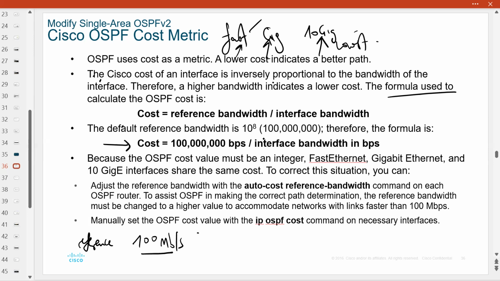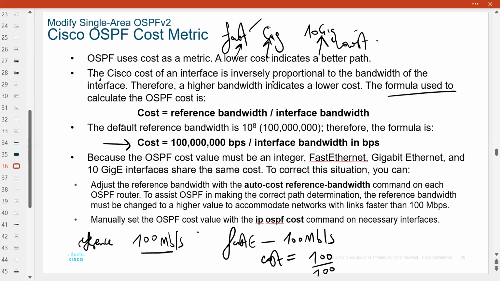All right. So what does that mean? It means for Fast Ethernet, whose interface bandwidth is 100 megabits per second, what will be its cost? Its cost will be 100 over 100, which is equal to 1. So the cost of a Fast Ethernet is 1 by default. Right. Let's calculate the one for Gigabit Ethernet.